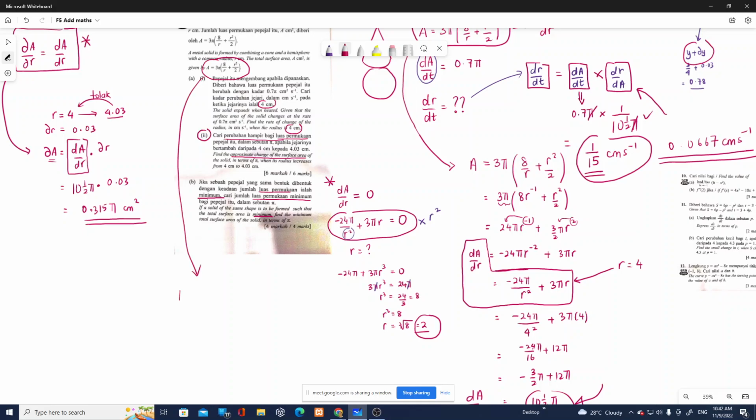3 pi and then, so, luas dia ialah A 3 pi 8 bahagi dengan R ialah 2, jejari kita 2, tambah dengan R kuasa 2, 2 kuasa 2 bahagi 2 lah. Okay. So, it's 3 pi 8 bahagi 2, 4. 4 plus kuasa 2, 4 bahagi 2, 2. So, 4 plus 2 is 6. 6 darab 3, 18 pi cm square. So, that is our answer. Wow.